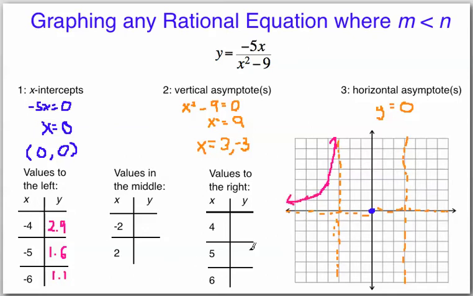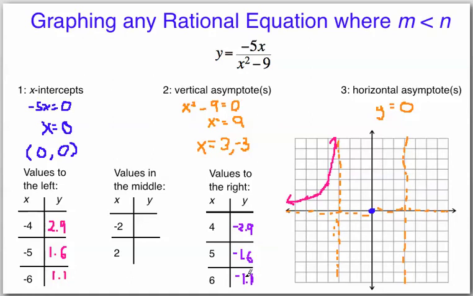And then let's go ahead and do the values to the right, because this is going to have a really nice symmetry with those values to the left. Okay, it's actually going to end up being the same things except for negative. So when we plug in +4, we're going to end up with -2.9. Plug in +5, end up with -1.6. And then finally, same thing, when we plug in +6, we end up with -1.1.